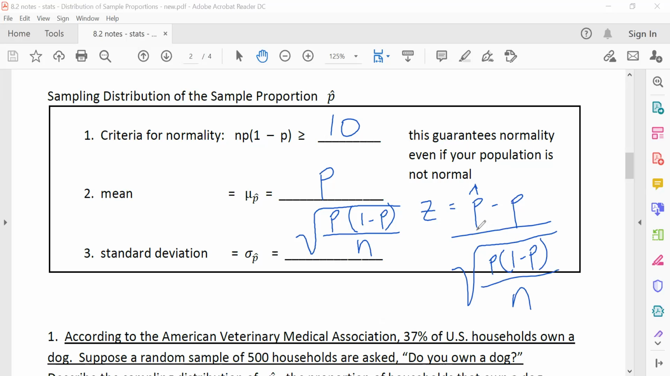P hat will be the supposed value of the sample proportion, whatever it is that we're testing. P is going to be the population proportion that we're testing it against, what we're assuming to be true. And then we're just going to have to make this standard deviation computation at the bottom. But this is virtually the same as when we did this z-score computation last time with x bar, or even if you just do a z-score for a single observation.